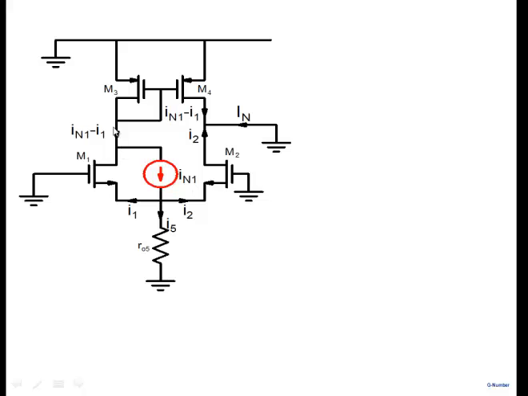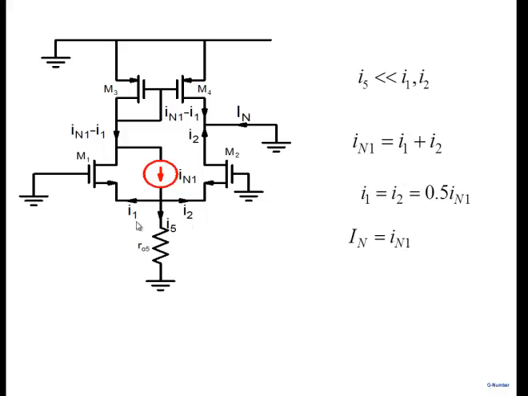Alright, so I come here. How much is this current then? IN1 by 2. How much is this current? It's a mirror. IN1 by 2. How much is this? IN is equal to basically IN1. So notice the current is the same current here. It comes here and all of that, eventually IN equal to IN1.